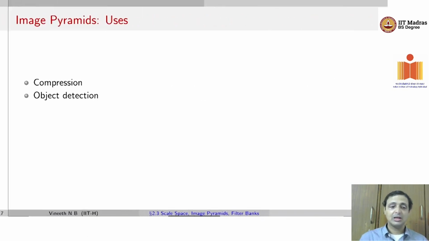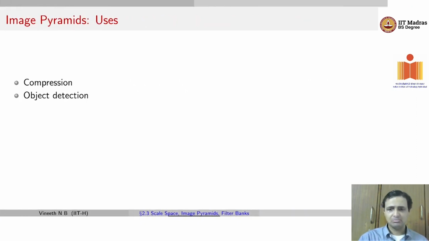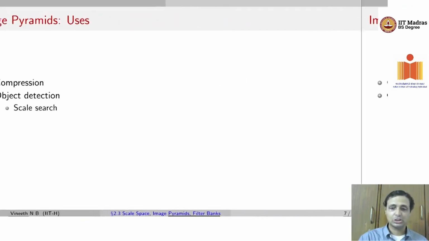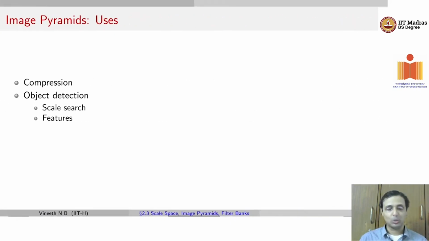You could use an image pyramid for object detection. How and why? You could use it by doing a scale search and then doing some features. What we mean here is you could look for an object firstly in a low resolution part of the pyramid, and once you find the region of the image where you get the object, then you go into the next higher resolution, search in that region a bit more carefully, find where the object is, and then you can keep repeating this in higher resolutions. You can also use an image pyramid for stable interest points, which is what we've been discussing so far.